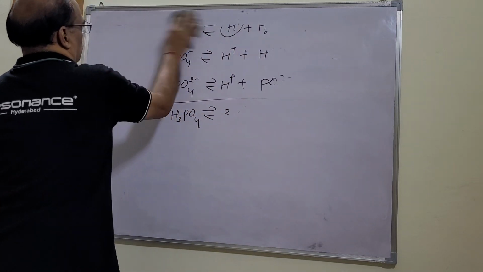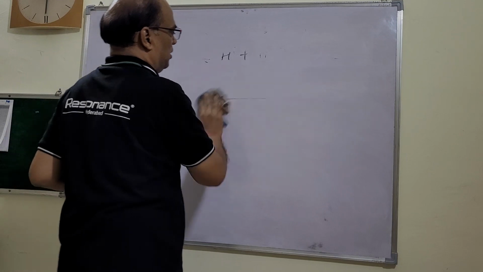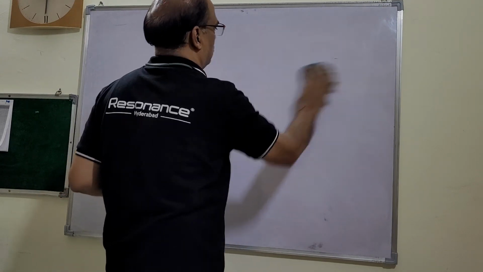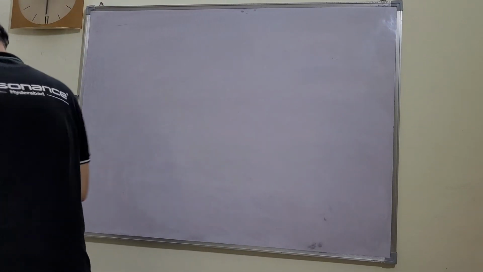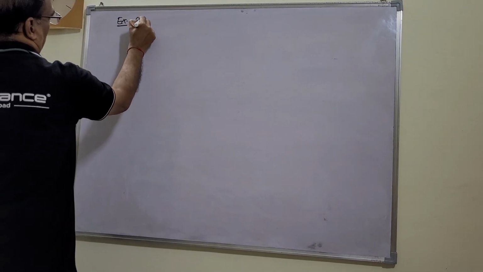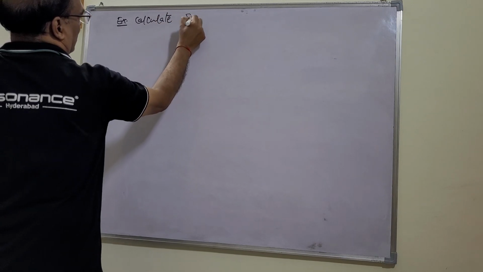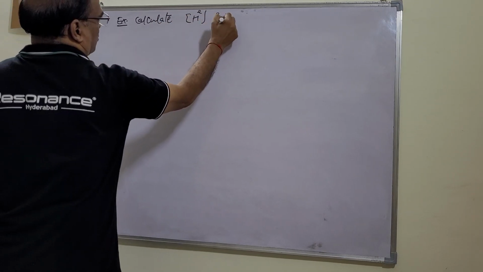So now come to the numerical part. How to solve the numerical? Quickly I will solve three numericals and finish the video. It's enough for today. So first numerical I will solve. Calculate H ion concentration and pH.